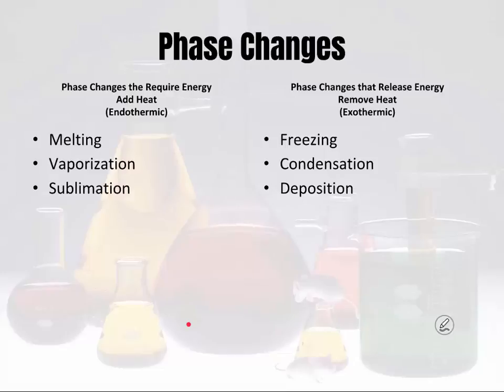Some of these phase changes need to add heat, and some of them need to remove heat. Phase changes where we add heat, we call those endothermic, like heat is entering. So we have to add heat to melt something, to vaporize something, or to cause something to sublime, or go through sublimation. Changes that need to remove heat, we call those exothermic. So freezing, condensation, and deposition all have to remove the heat to cool down, cause the temperature to drop, and change phase. So exothermic, like exiting.